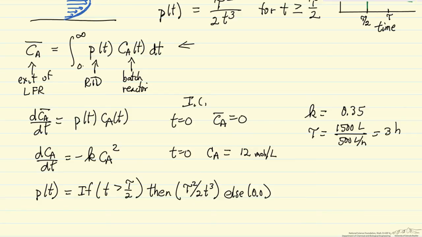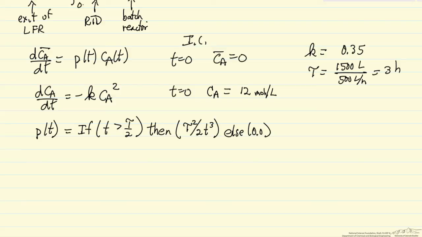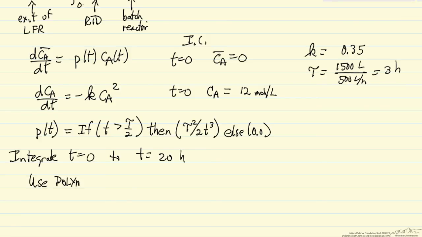And then we need to integrate this initial value problem, two differential equations. What we're going to do is integrate from time equals 0 to some long time. And it turns out that 20 hours is more than long enough to get a sufficiently accurate answer. We can show this by integrating to different times. And if we use Polymath, and I'll show you what the Polymath program looks like, we can get Ca leaving the laminar flow reactor as 1.13 moles per liter.